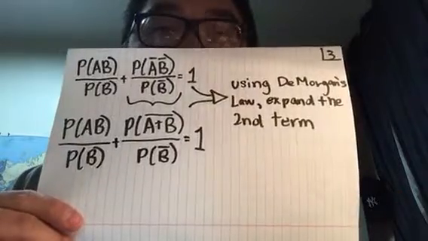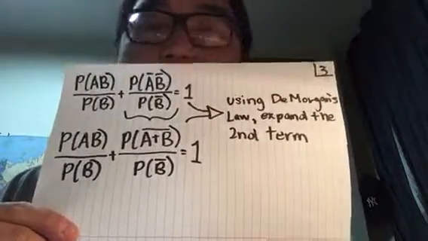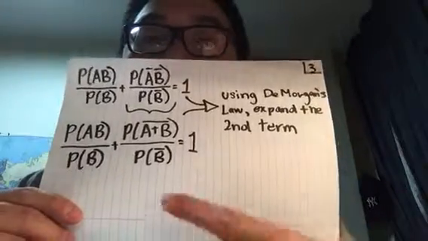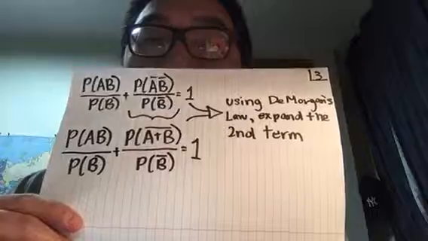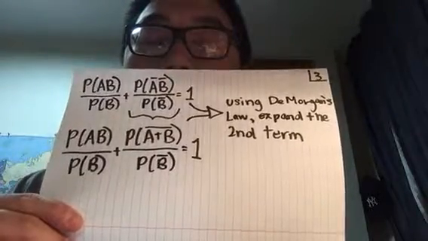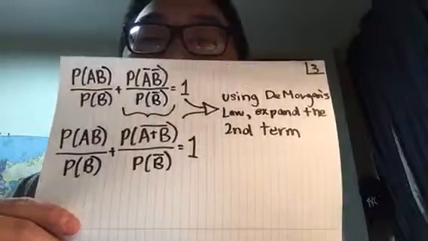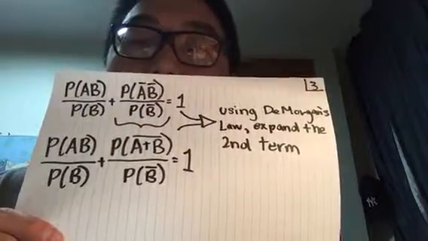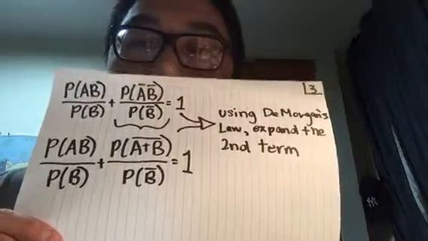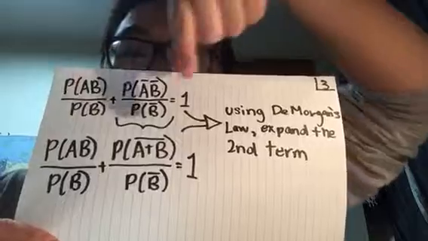We're using De Morgan's law in order to expand the second term of the first row, as you can see right here. And we're expanding that to the probability of A plus the probability of the quantity A plus B bar, over that quantity over the probability of B bar. And again, you have the same term right here, again equaling 1.